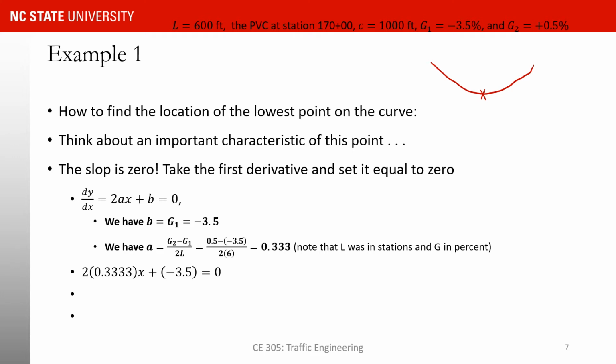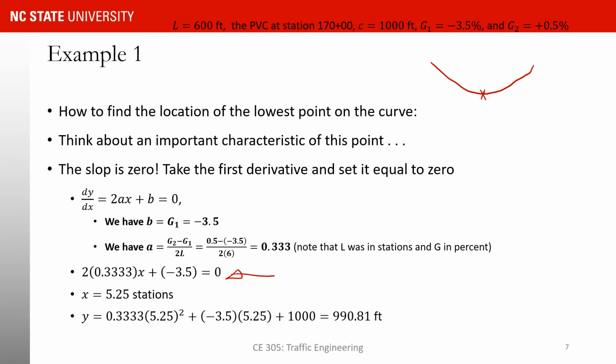Now, if you put these values in the 2ax plus b equal to 0 equation, what you would have is this equation that you can see on the board or on your screen. So 2 multiplied by 0.333 multiplied by x plus negative 3.5 is equal to 0. If you solve that, it's going to give you x equal to 5.25 stations. What I would like for everyone to keep in mind is that x is in stations, G1 and G2 are in percent, L is in station, and y is in feet.